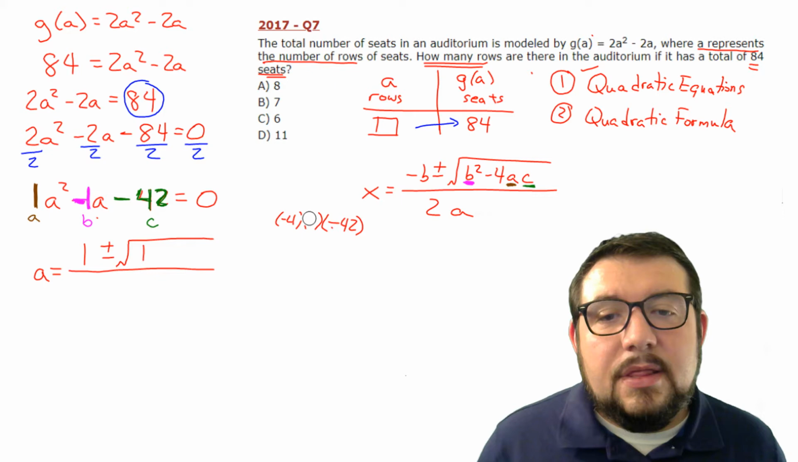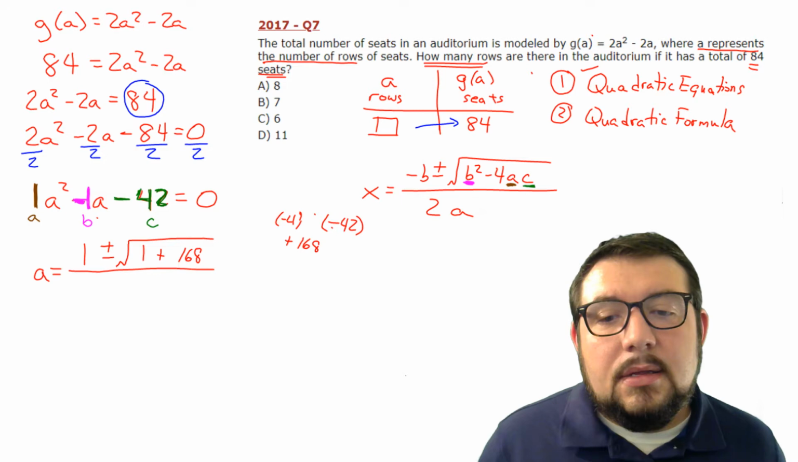And now down here, I have again my brown A. So that's going to be 2 times A, and 2 times 1 makes 2. Okay, so now we have pretty much everything we need. Now we're just going to simplify. So we're going to get A equals 1 plus or minus the square root of 169 divided by 2.